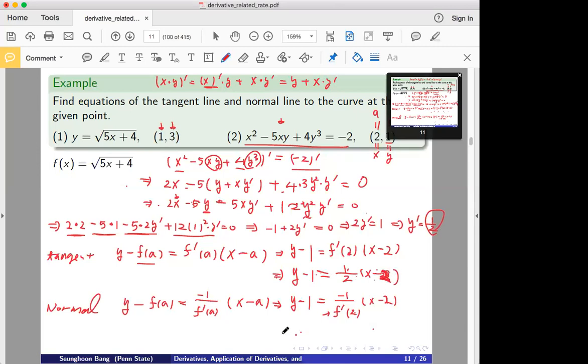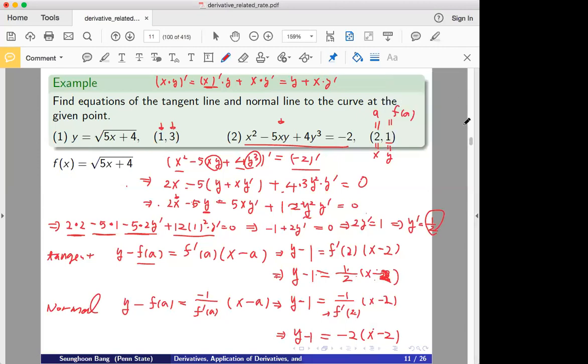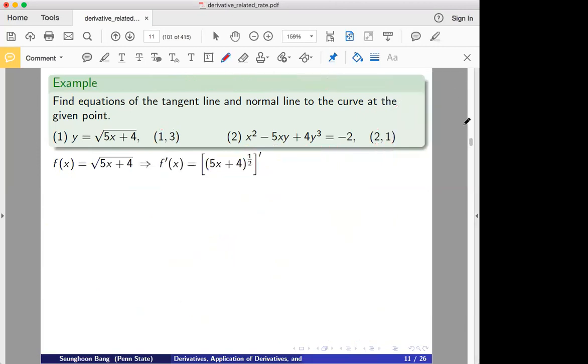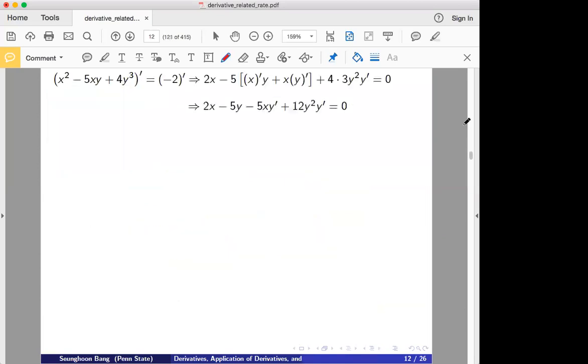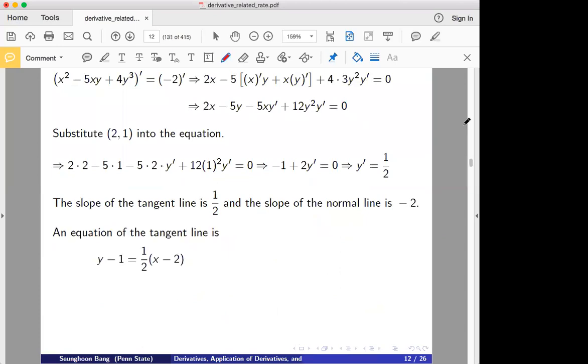What is the equation of the normal line? Similar. Y minus 1 equals, plug 1 over 2 into the bottom one. The reciprocal is 2. Take the negative sign, minus 2, x minus 2. So that's it. This is the whole idea for solving this problem. So we have it like this. That's good.